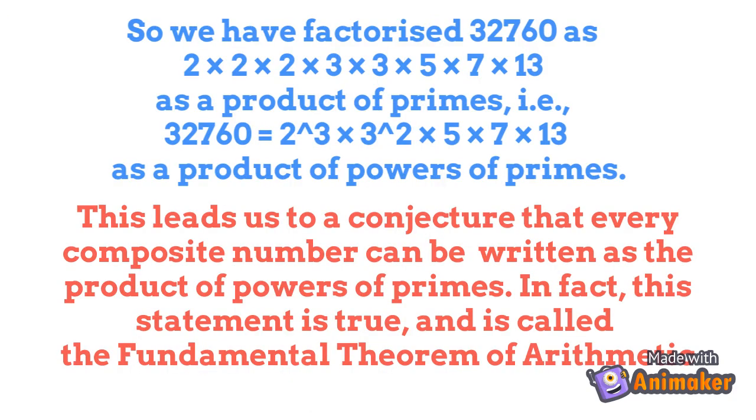So after factorization of 32,760, we got 2 into 2 into 2 into 3 into 3 into 5 into 7 into 13 as a product of primes. You can see that 2 into 2 into 2, three times, is written, so we can write it as 2 to the power 3. Again, 3 into 3 is written, so we can write it as 3 to the power 2. And 5 is written once, so we write 5 only. 7 is written once, so it will be 7 only. And 13 is written once, so it will be 13 only. This is the product of powers of primes. Hence the fundamental theorem of arithmetic is proved.